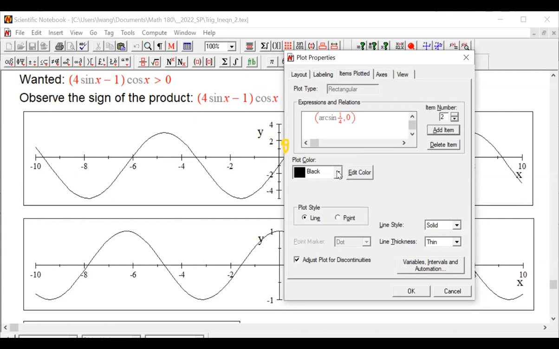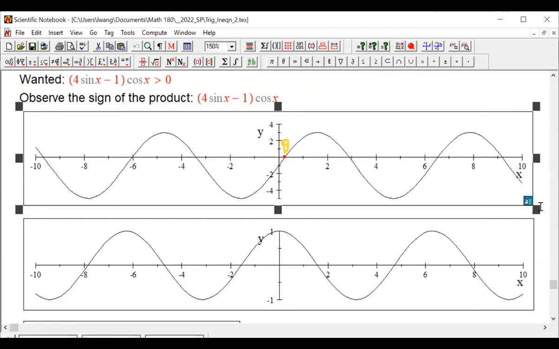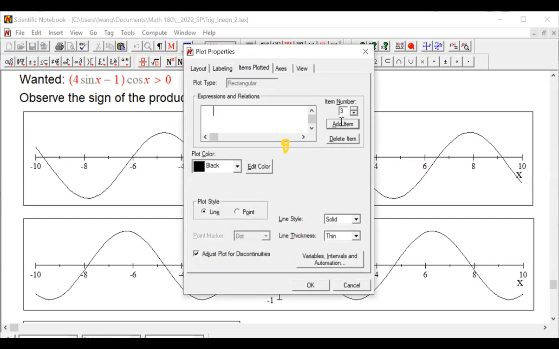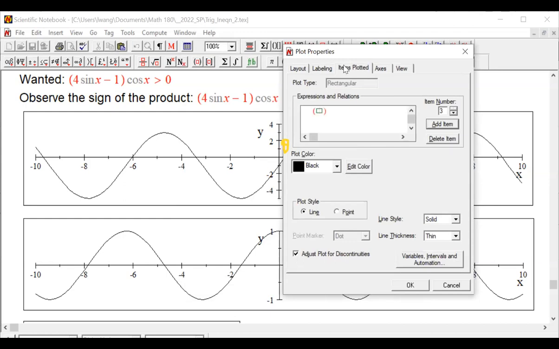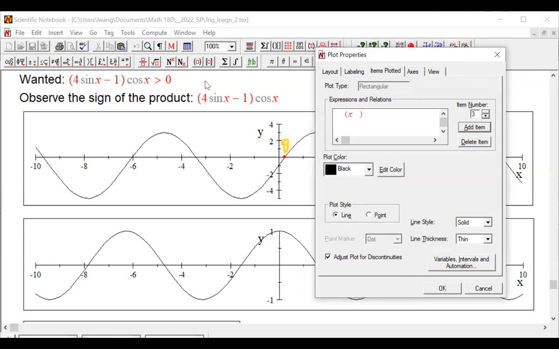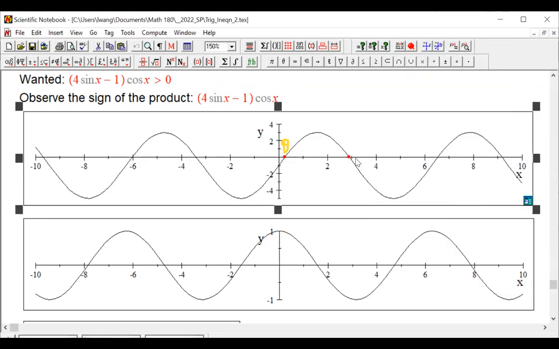Theta comma 0, I'm going to make a red dot, right? And the other point I'm going to mark is pi minus theta comma 0. So that's another red dot. Okay, right here. So now, I'm going to give you the idea how to do it.